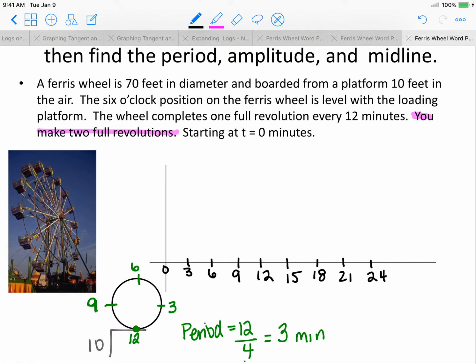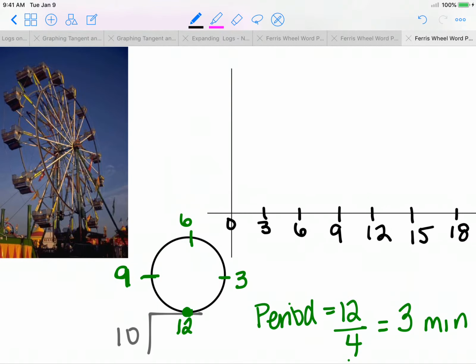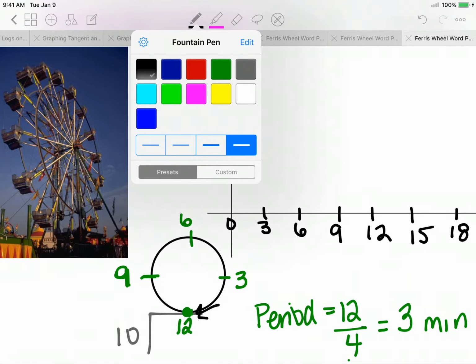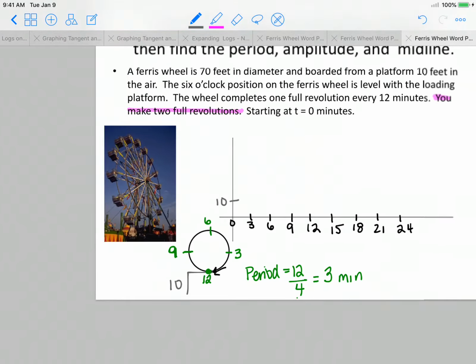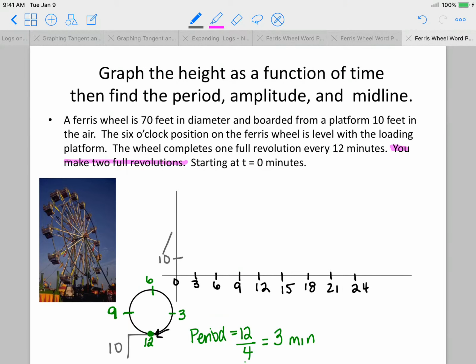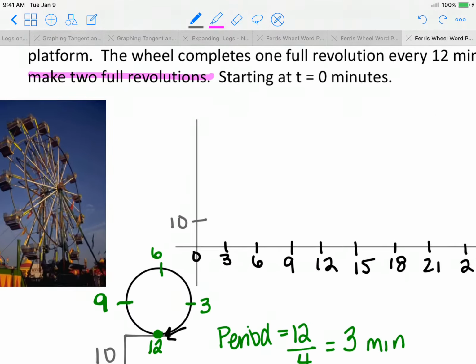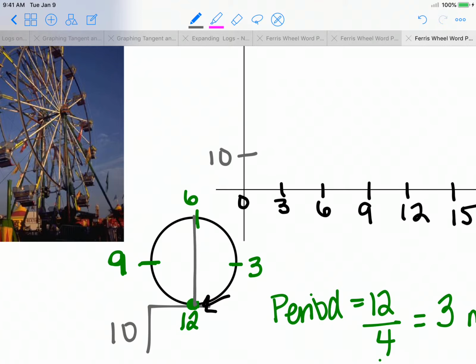Now let's talk about what our y-axis is going to look like. So remember, we are now getting on 10 feet in the air. So we're going to be up here at 10 feet when we start riding the ride. So let's go ahead and denote that, 10 feet. The problem said that we're 70 feet in diameter. So this is 70 feet.